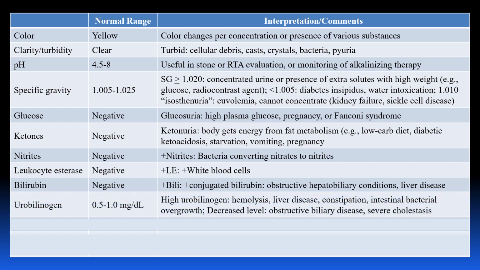Urobilinogen is produced from the breakdown of bilirubin by gut bacteria. The majority of this compound is excreted in feces. A small amount is reabsorbed and excreted in the urine. Urobilinogen is present at low level in the urine under normal conditions.